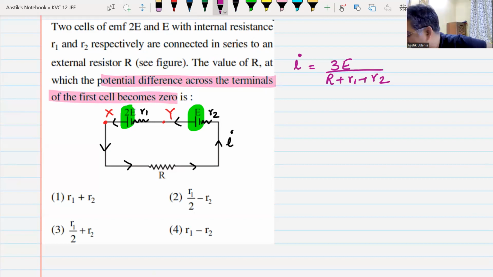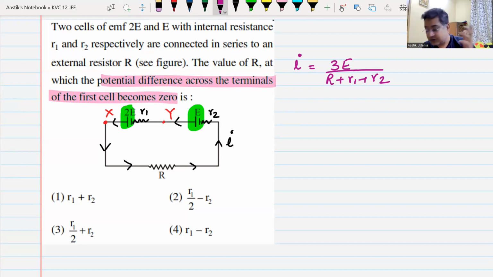I don't know what you are saying. How will you get minus R2? I don't know what you have drawn or what you have understood. Anyways, this is the current that you will get: 3E upon capital R plus small R1 plus small R2. All the three resistors are in series, beta. The same current is flowing. How will I get minus? Anyways, that is the current.